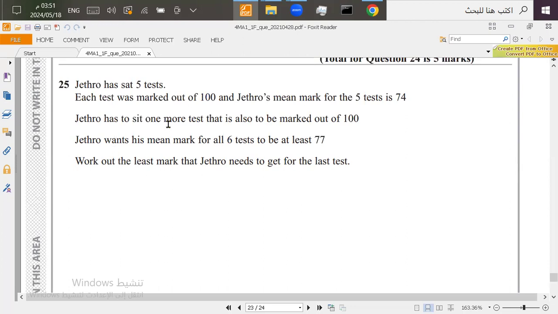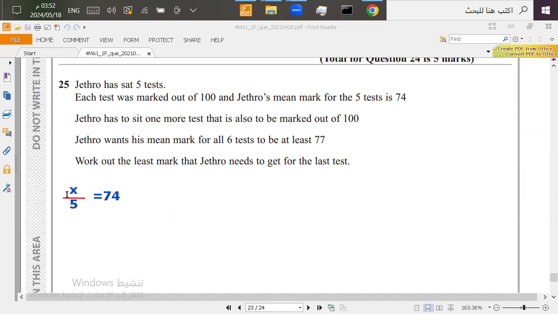Okay, let's break it down. First, let's work on the first 5 tests. All of them are out of 100, and the mean was 74. So it means that the sum of the 5 tests over the number of tests, which is 5, this is the meaning of the mean. The sum of the 5 exams divided by 5 will equal 74. So this is the mean of his mark.